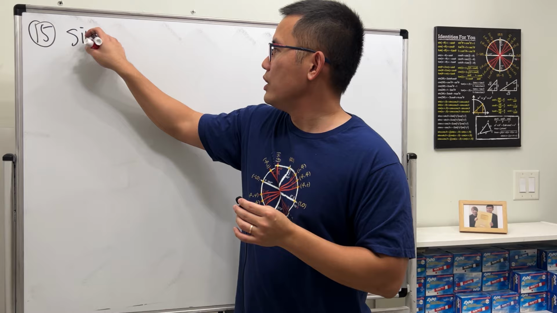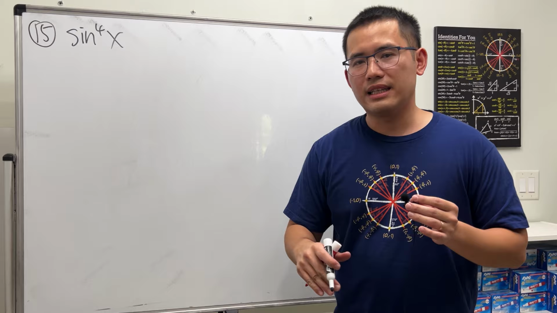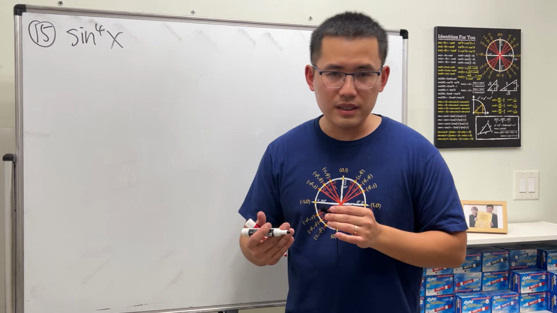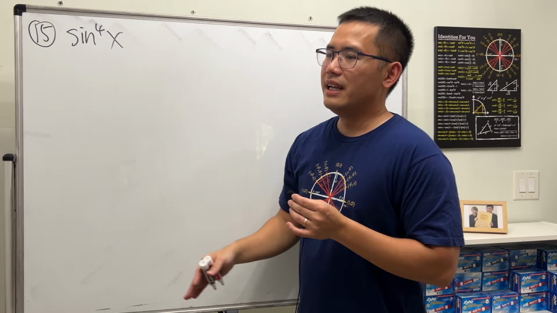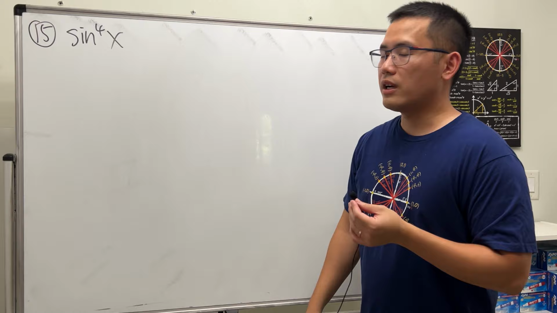Oh, next one. This one, sine to the fourth power x. And if you look at the answer choices, you will see that they all have just cosine to the first power, right? In fact, when you do calculus integration, sometimes when you have the fourth power and you are trying to integrate it, you're going to reduce the power. So this is also the reduction formula, or the reduction identity for sine, the power reduction formula.